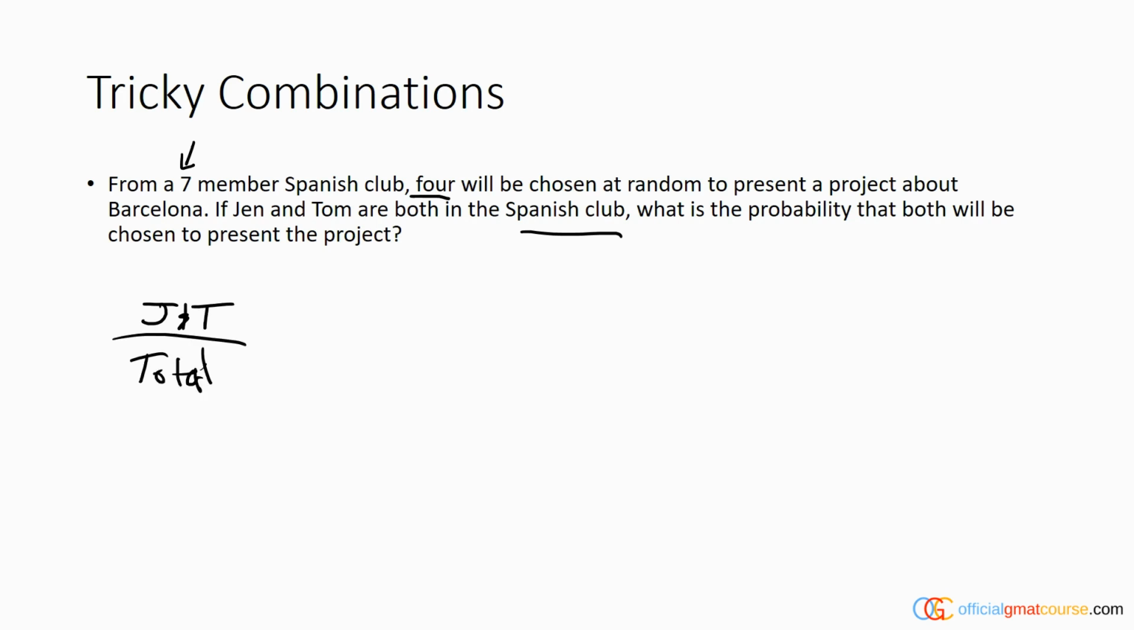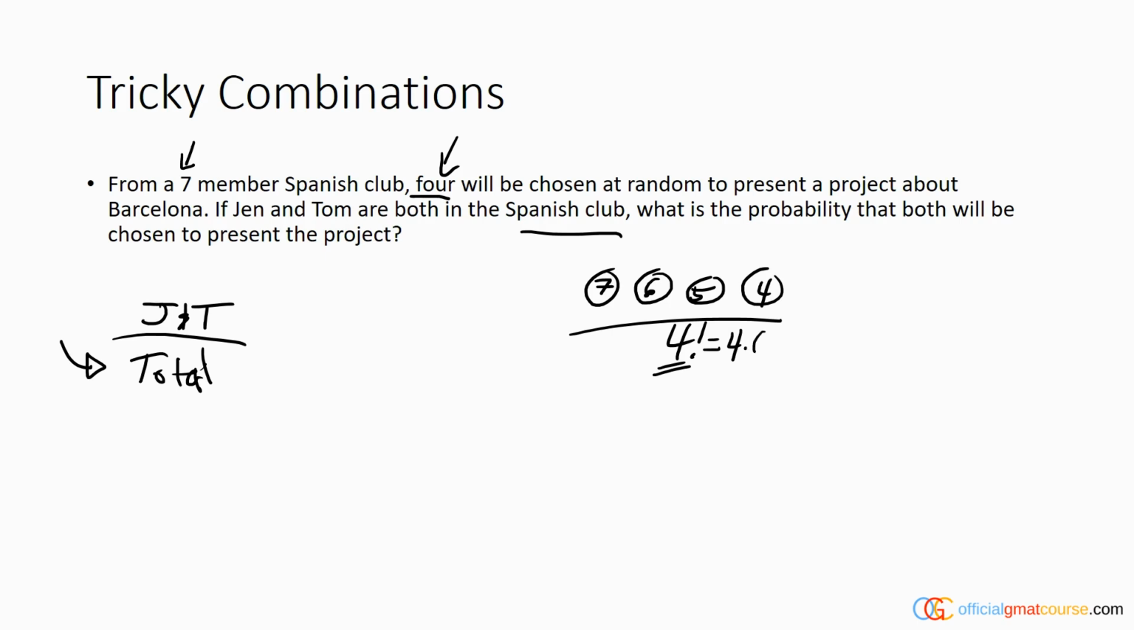So how many groups can be chosen that are just general groups with no rule? Well, if we have 4 people, we have 4 spots, and 7 people to choose from: 7, 6, 5, 4. Turn it into a combination by dividing by 4 factorial, the number of spots factorial. And this is equal to 4 times 3 factorial, and 3 factorial is equal to 6. So that's going to cancel a 6 and a 4, leaving us with 35 here. So there's 35 total groups. That's going to be the denominator.